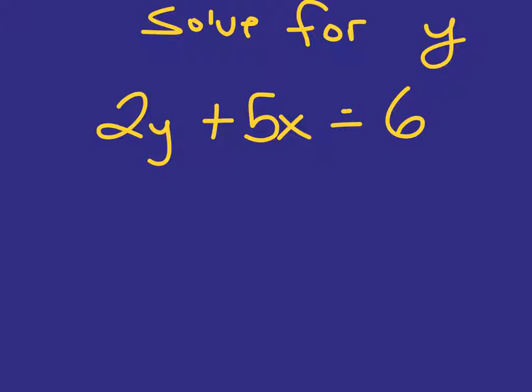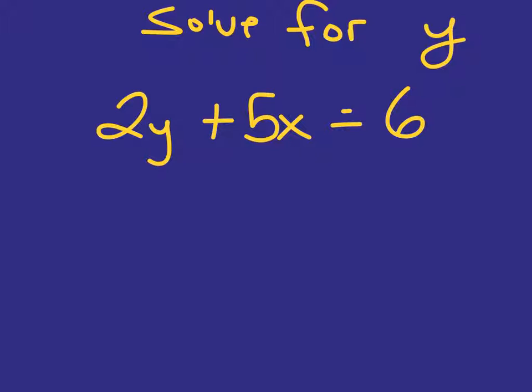Here is that example that we used, 2y plus 5x equals 6. This is example number 1 in your book on page 26. And the directions tell us to solve for y. It could easily say solve for x, but in this particular example it says solve for y. So what it's asking us to do is to isolate y on its own side of the equal sign and move everything else to the opposite side.